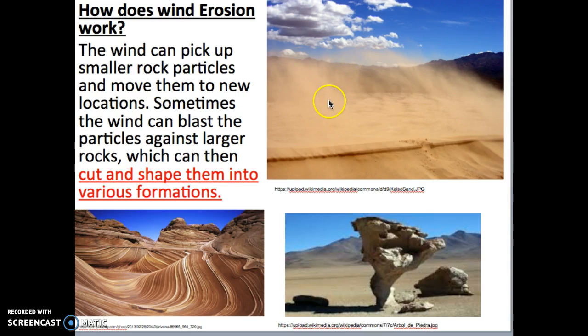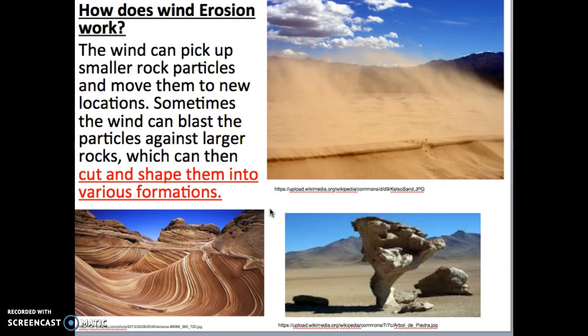Sometimes the wind can blast the particles against larger rocks like this one, and basically that action of the wind blasting the small particles of rock on larger pieces of rock can cut this rock and shape it into new formations. Like this picture shows, a rock formation in Arizona that was completely formed by the wind scraping small pieces of sand against this larger piece, and it forms these beautiful rock formations.